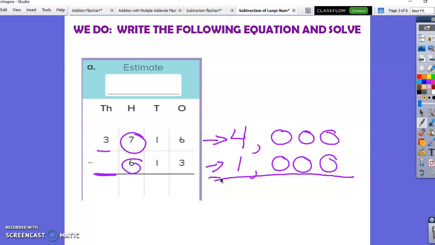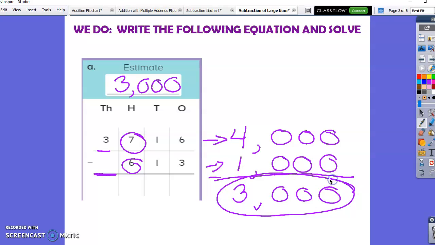Now what I want you to do is subtract 4,000 minus 1,000. You're going to take 1,000 away, and you are left with 3,000. So if you had this on your paper written out and printed out like this, inside the estimation box, you would write 3,000. But in your notes, have it to where you have it beside. This is your estimation part of it.